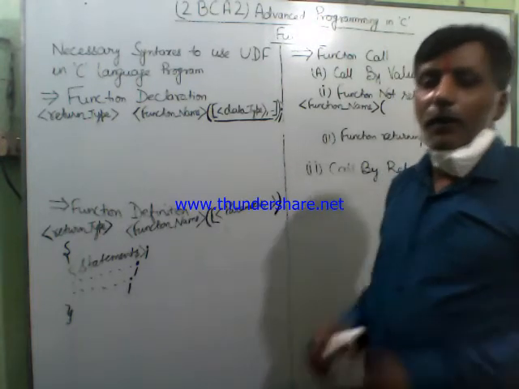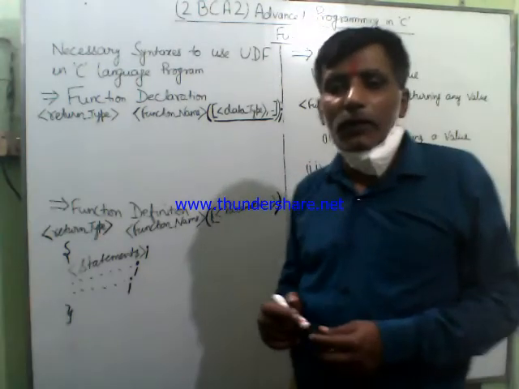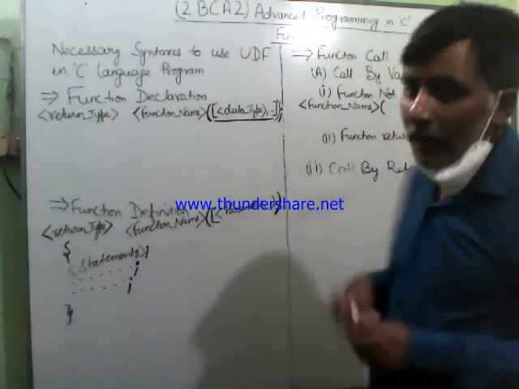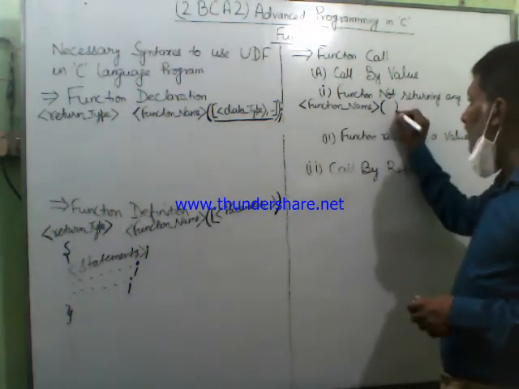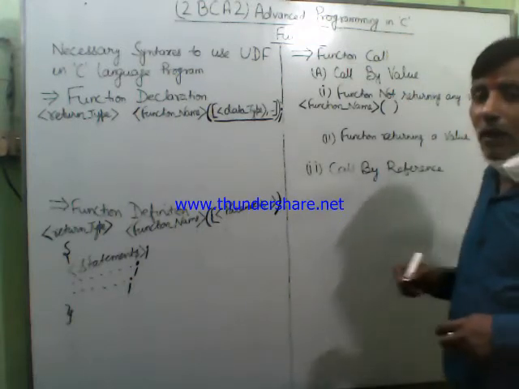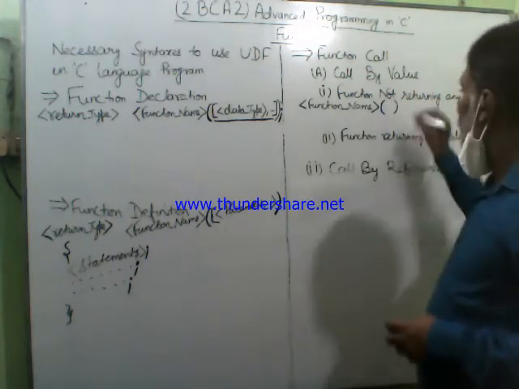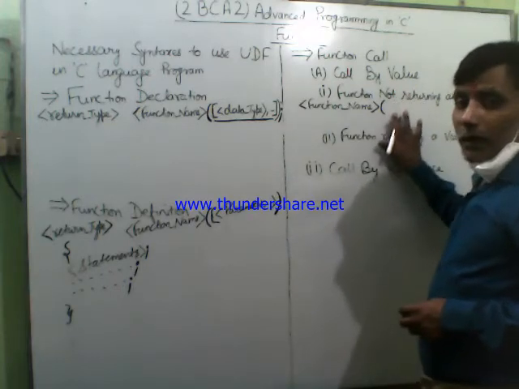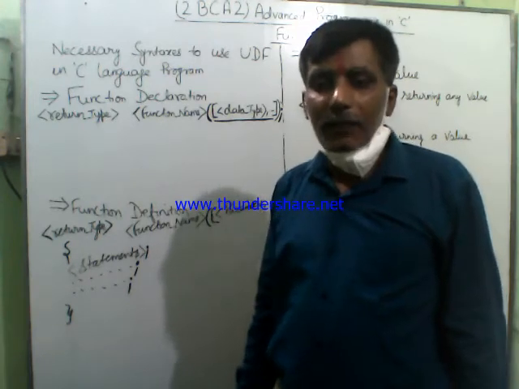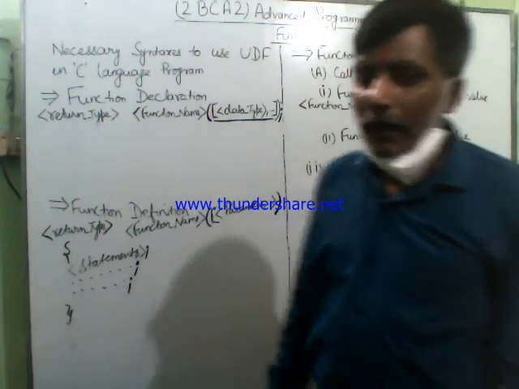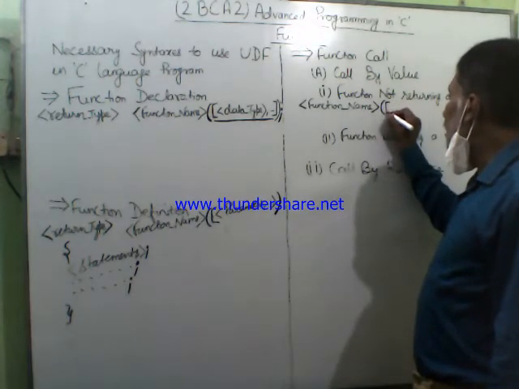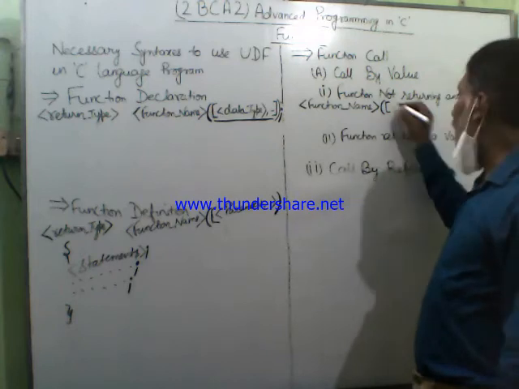And if you are using such a user-defined function that is not accepting any argument, then you have to leave the parenthesis empty here while calling the user-defined function by using the call by value method. But when you are using such a user-defined function that is accepting some number of arguments, then you have to write here the same number of arguments.